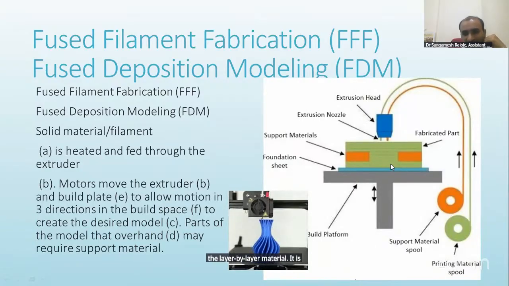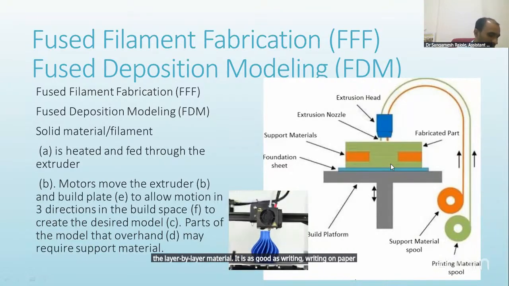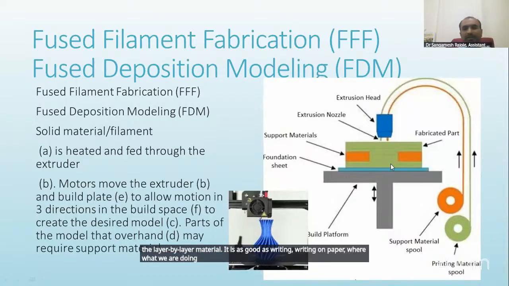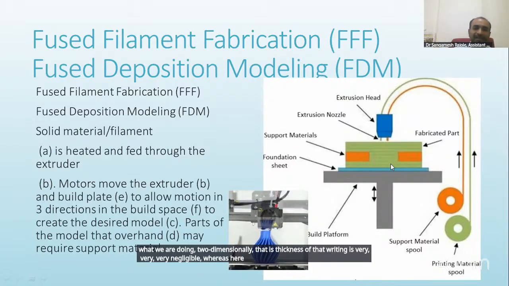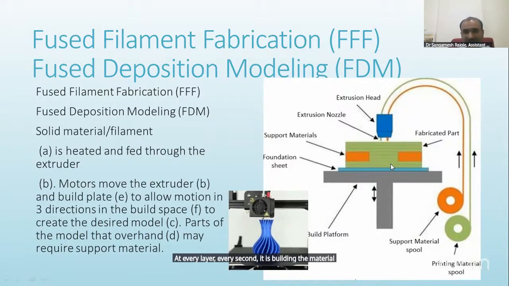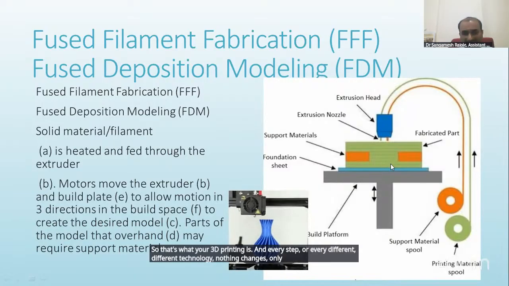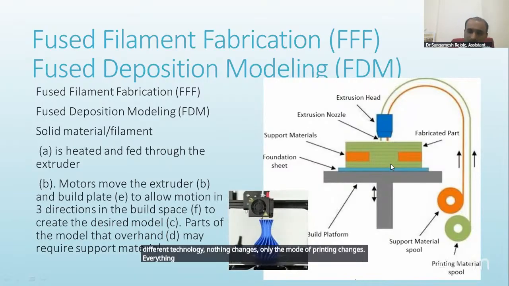It is as good as writing on paper, where what we are doing is two-dimensional, meaning the thickness of that writing is very negligible. Whereas here, at every layer, every second, it is building the material. So that's what 3D printing is. And for every different technology, nothing changes, only the mode of printing changes. Everything will be more or less similar.